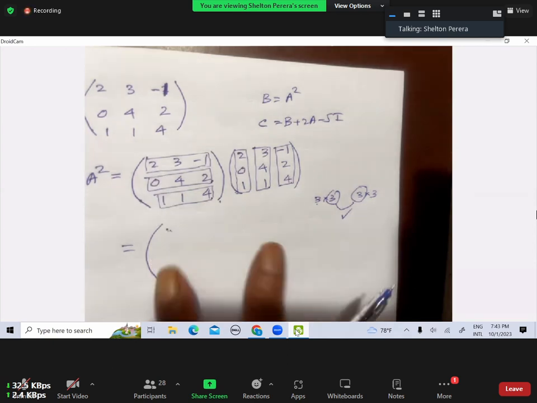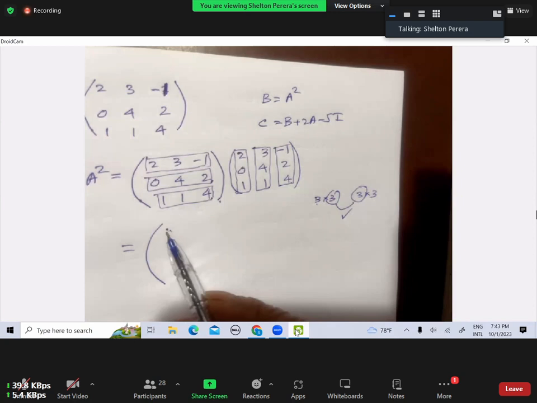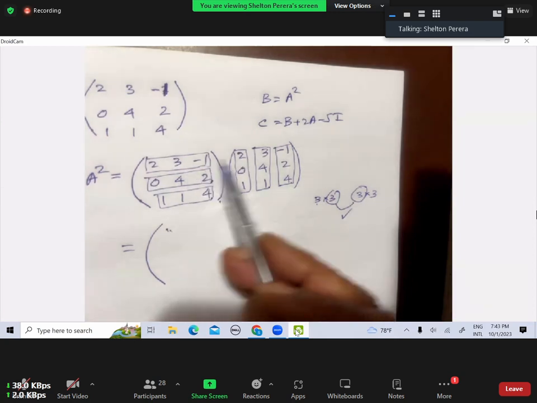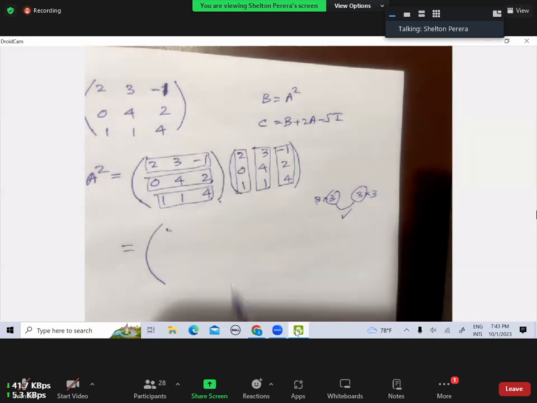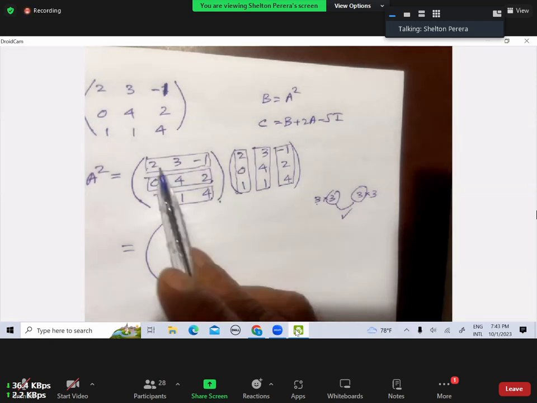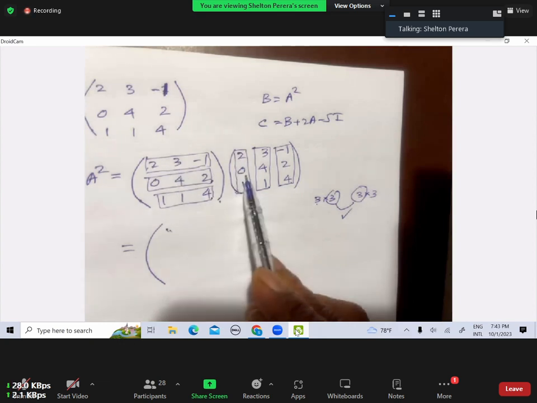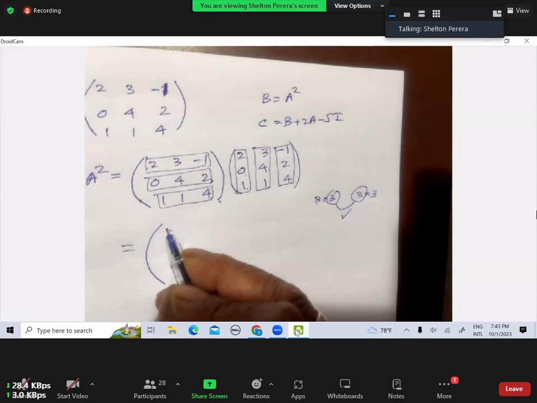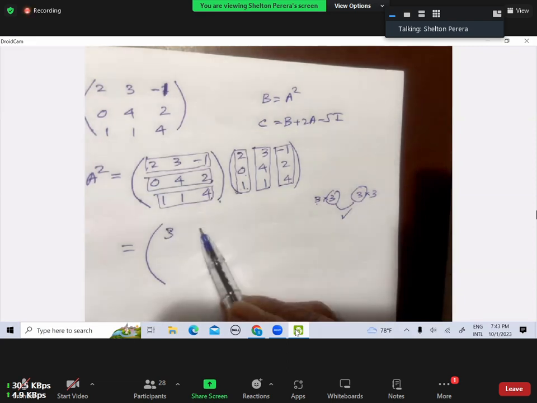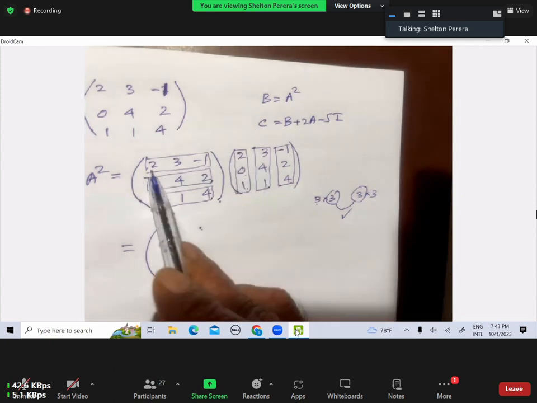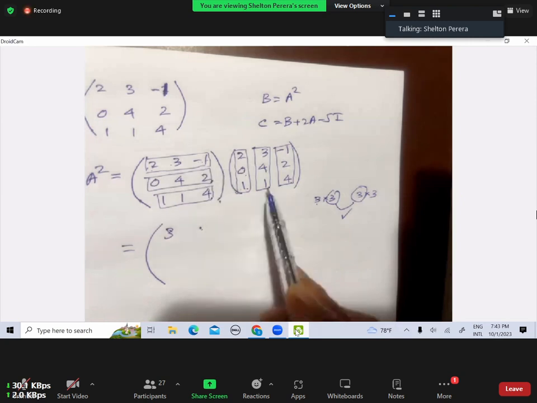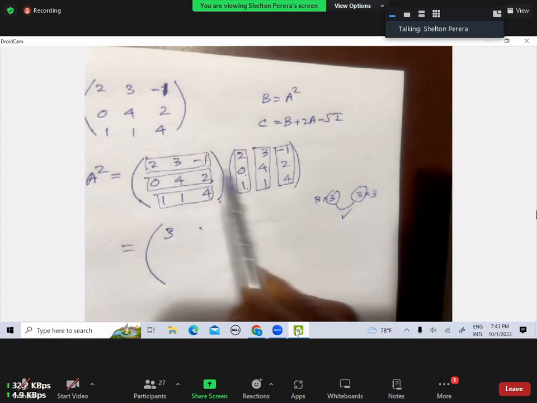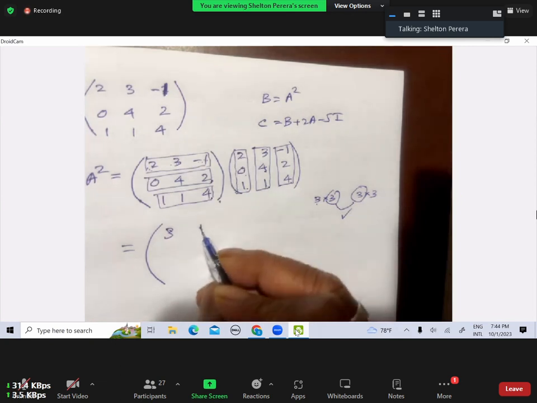This place is the 1, 1 entry in the multiplication. How do you get the 1, 1 entry of a product? First row of the first one and first column of the second one, and multiply as you would multiply a row by a column. This times this, that times that: 2 times 2 is 4, 3 times 0 is 0, negative 1 times 1 is negative 1. So 4 minus 1 is 3. That entry is 3. Then for the first row, second column, multiply: 2 times 3 is 6, 3 times 4 is 12. 6 plus 12 is 18, then negative 1, so 18 minus 1 is 17.